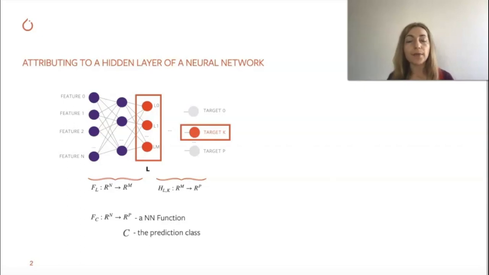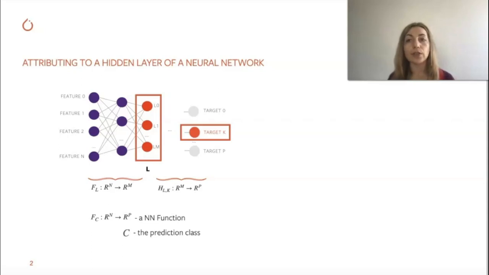Let's assume that we are given a neural network that takes input features and produces an output prediction target class index between 0 and p. Let's denote the neural network by a function f_c, where c is the prediction class. Let's say that we want to know how important the neurons are in layer L for predicting target class k given a set of input examples. It is important to note that with neurons in layer L, we refer to the activations in layer L, as also introduced in the previous sections of this tutorial.